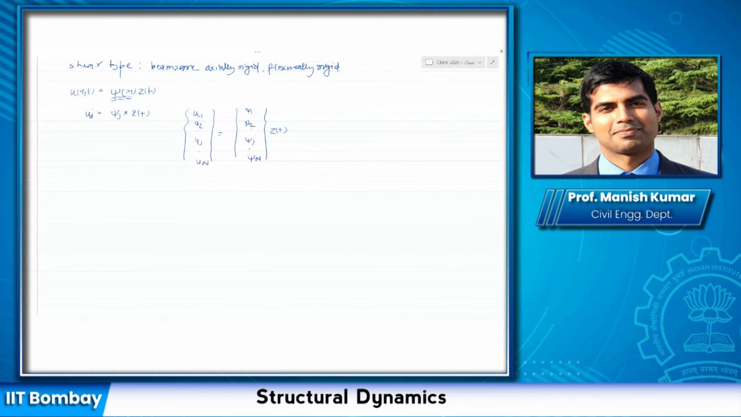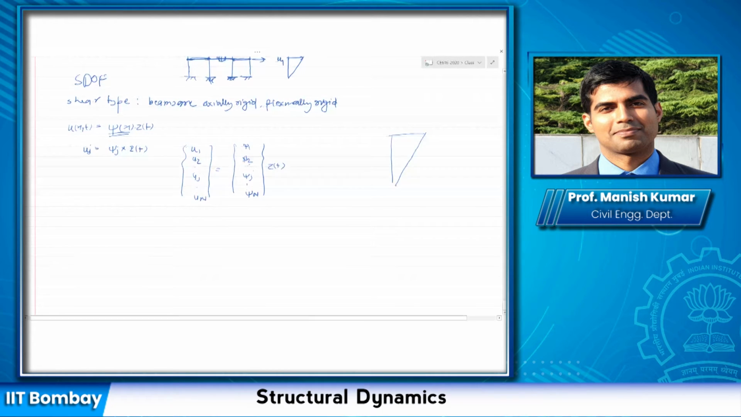However, if it is a discrete system, a system which has lumped masses at different levels, 1, 2, and so on, let us say there are 1, 2, 3, 4, 5 stories. I can select my shape function such that if I assume the top to be 1, then the levels below I can write as 4 by 5, 3 by 5, 2 by 5, and this one would be 1 by 5.